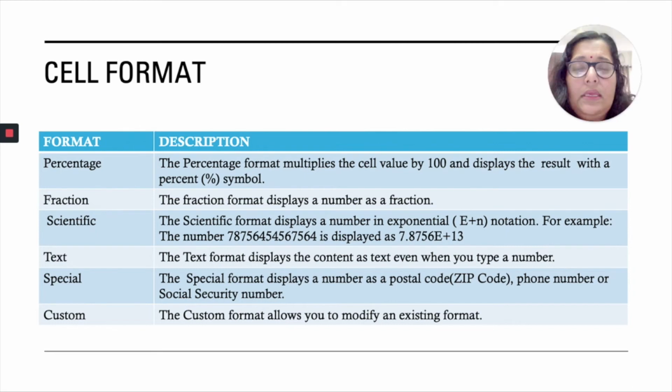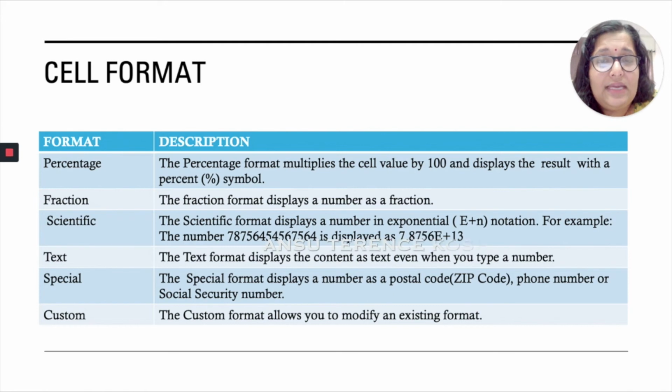What does it mean? Writing this number in exponential form means you have to put a decimal point after the first 7. If you write it as a decimal number, it will be 7.875 times 10 raised to 13. That is, there are 13 digits following the decimal point. So the number can be written in exponential notation as 7.8756 e plus 13. So the scientific format displays the number in exponential or e plus n notation.